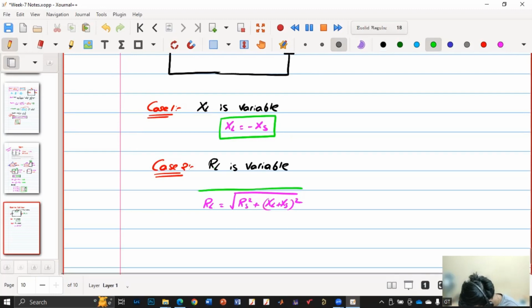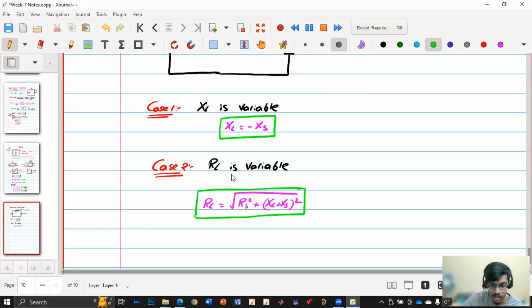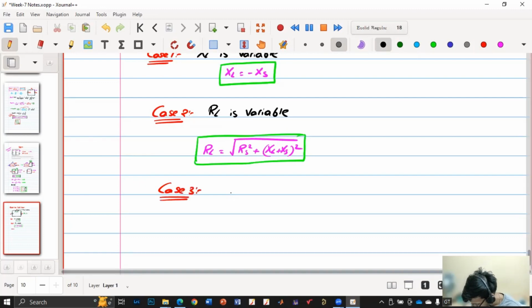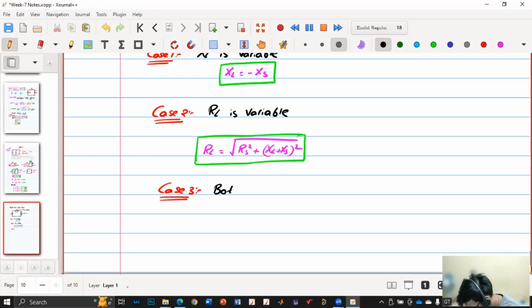So you can also get this expression; you have to differentiate it, but you'll be getting this. Case 3: when both are variable. Case 3 is simple, just combining case 1 and case 2. So both RL and XL are variable.